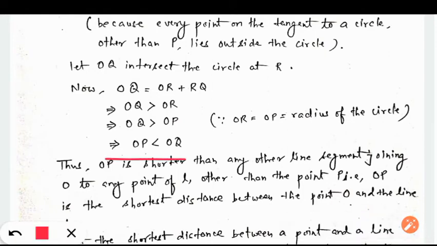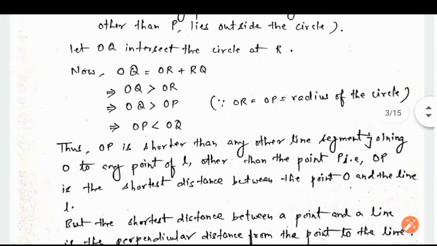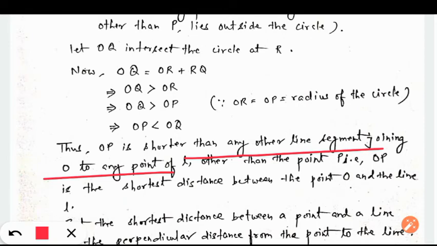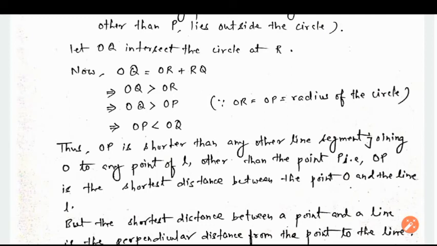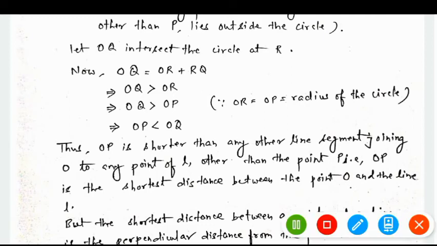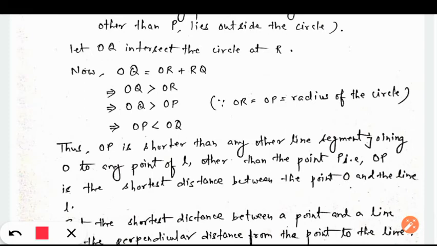What do you mean by this? It means OP is shorter than any other line segment joining O to any point on L. That means if I take any point on L, we have taken Q here, OP must be the least distance compared to any other line segment joining the center O and any point on the tangent L other than the point P.